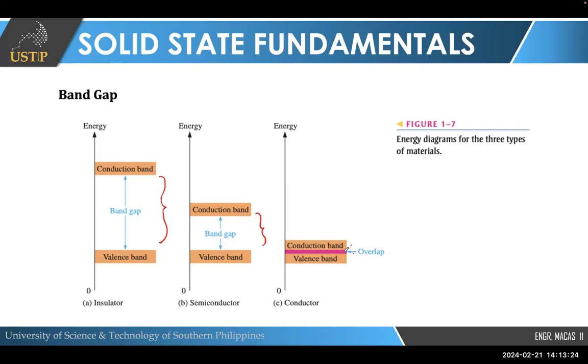Even if this is your first time seeing this visualization, it is easy to understand: insulator, very wide band gap, so you cannot make it conduct. Semiconductor, less than the insulator, and finally conductor will have a very small gap or even overlapping.